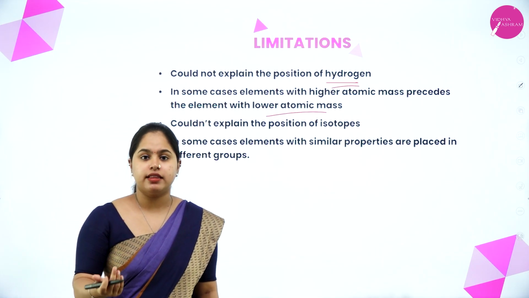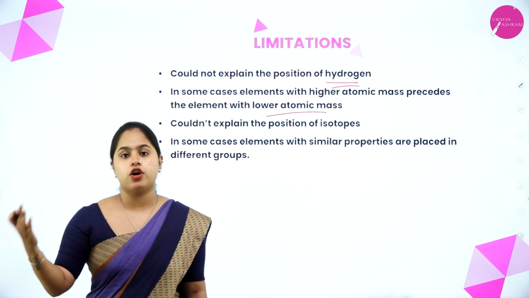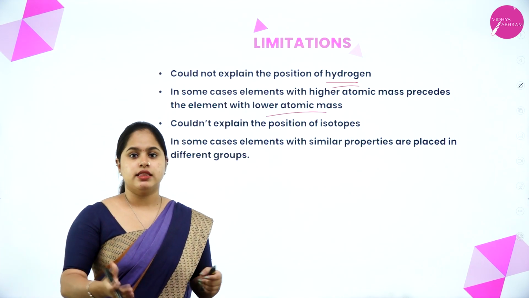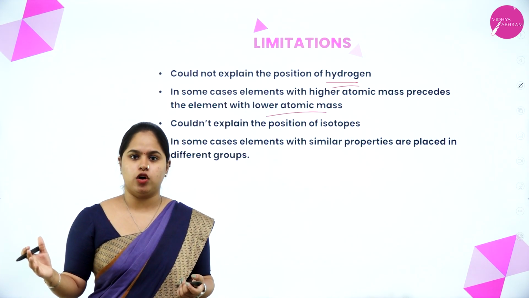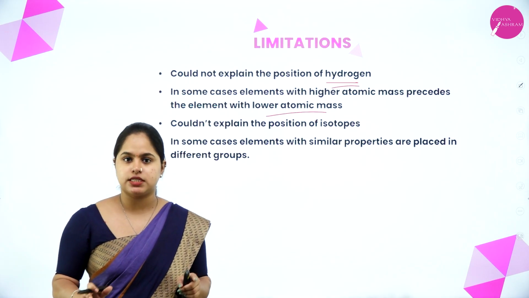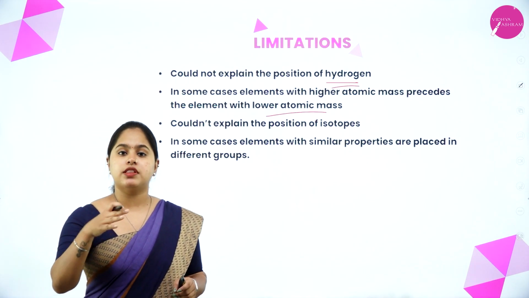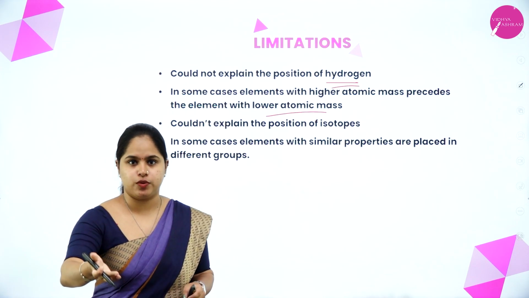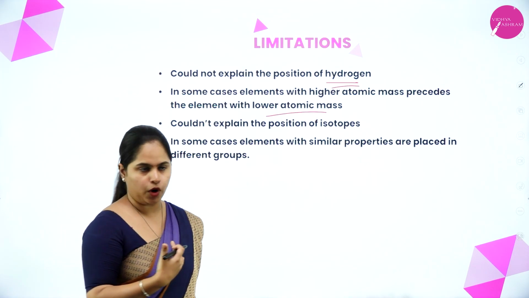If he said that the elements are arranged in increasing order of their atomic weight, it means that all the elements must be present in the increasing order, right? But there were a few discrepancies in the table. Yes, the element with the lower mass came in between. So that is a problem, right?